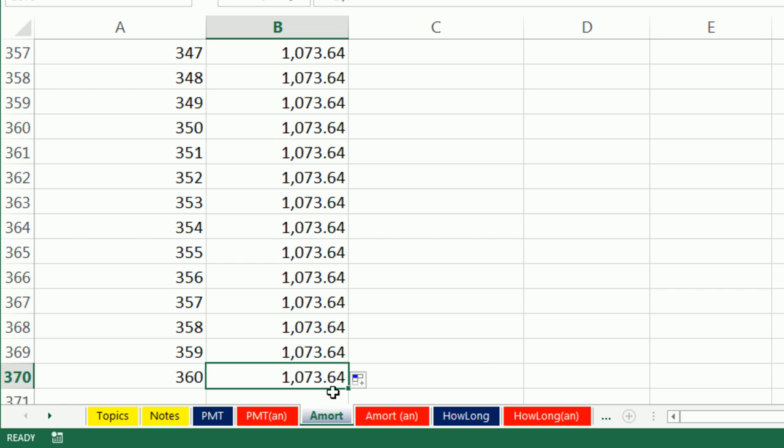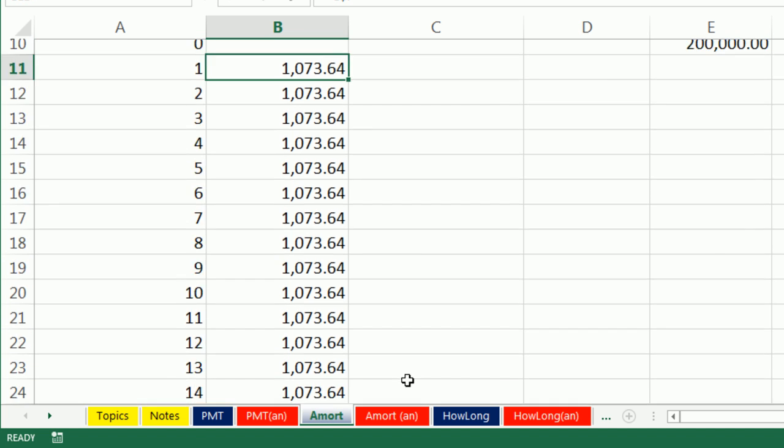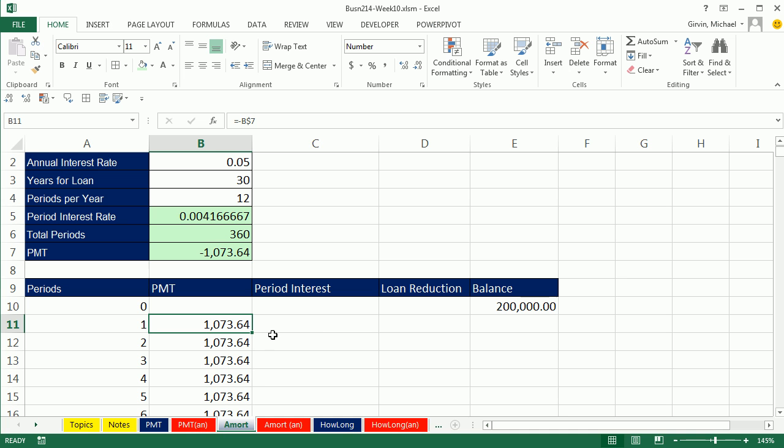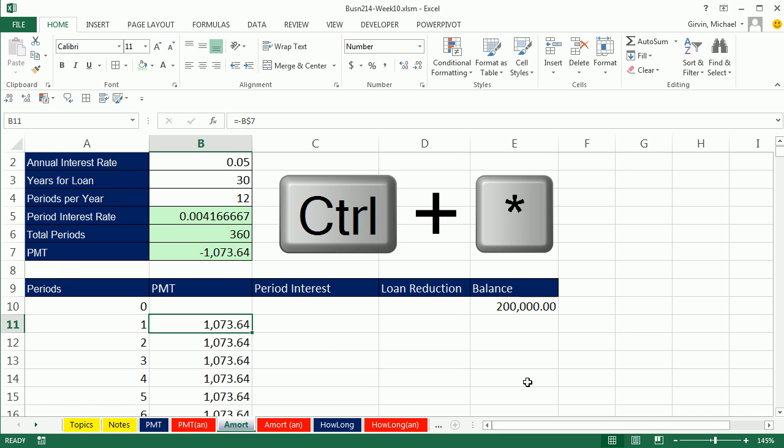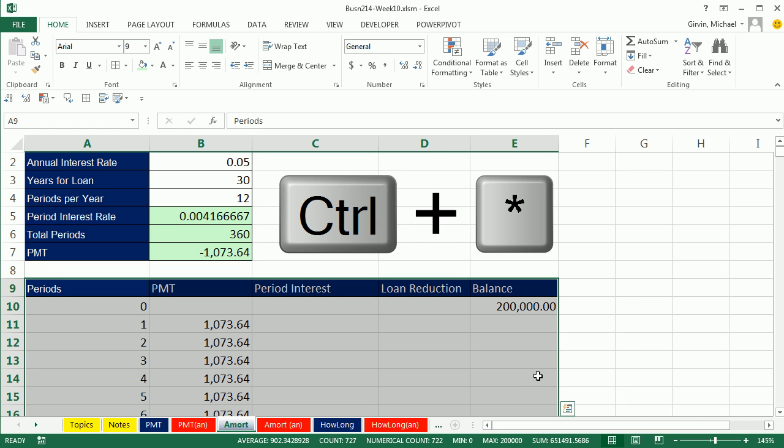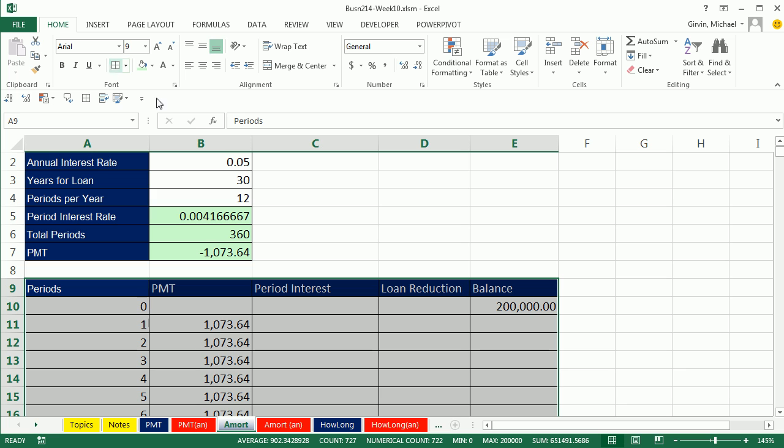Control down arrow, 1,073.64, exactly 360 times. Every month I'm sending in the same amount. Now with my cell selected, I'm going to highlight the whole table, Control asterisk on the number pad, and then I'm going to use my all borders.